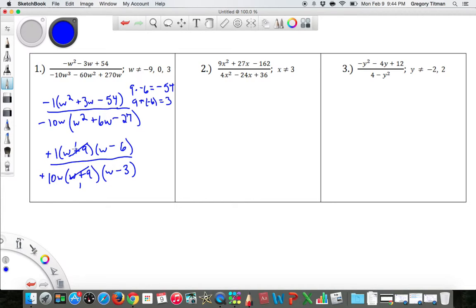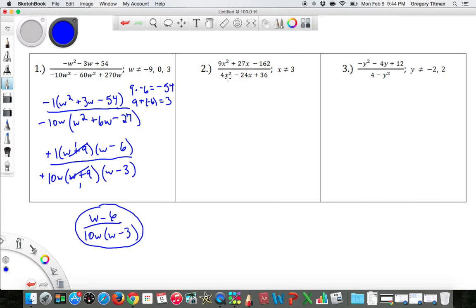So in the numerator, we have 1 times w minus 6. So we have w minus 6 over, in our denominator, 10w times w minus 3. And that's it. That's our simplified expression.